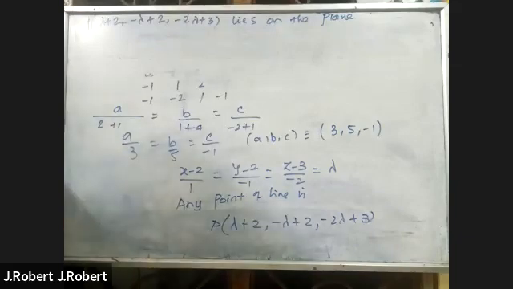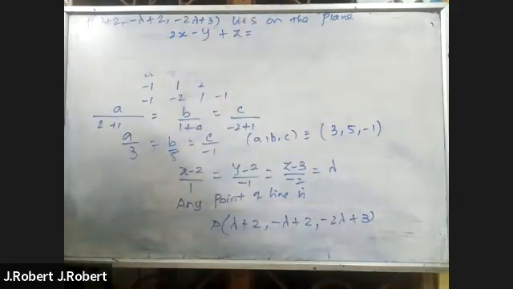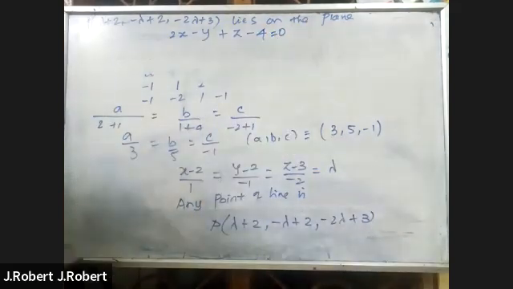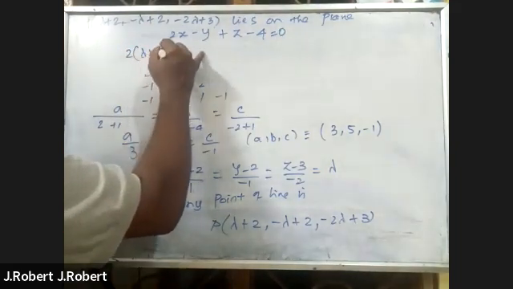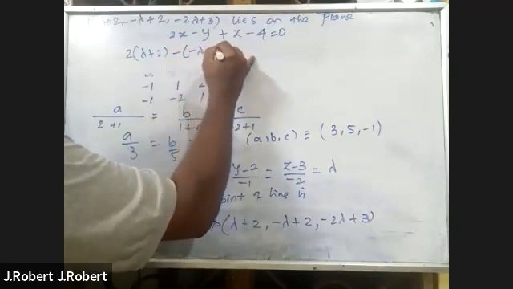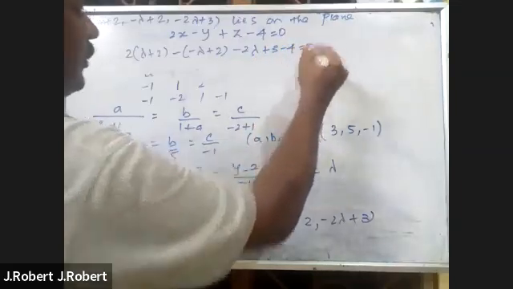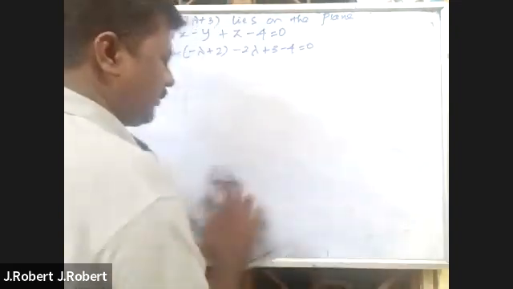What is the plane given here? It is 2x minus y plus z minus 4 equals 0. Am I right? Now we are able to find lambda here. Now substitute the values of x, y and z here. So we get 2 into lambda plus 2 minus of minus lambda plus 2 plus minus 2 lambda plus 3 minus 4 equals 0. Now simplify this.